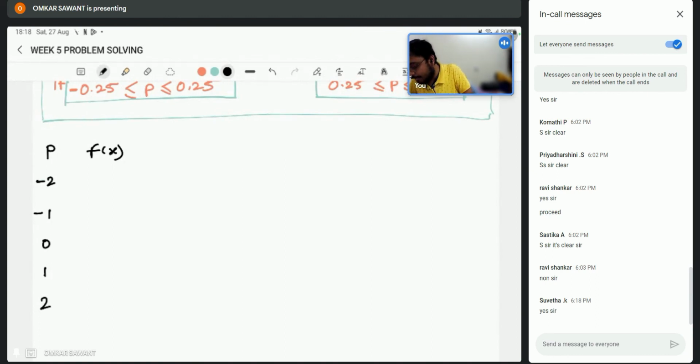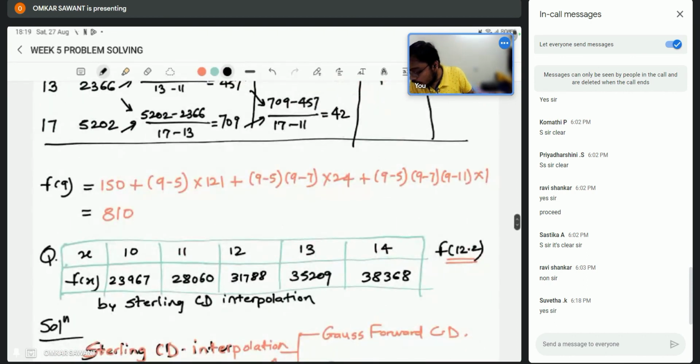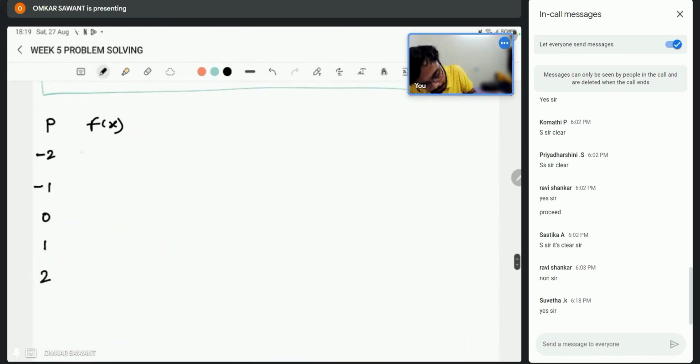There is a slight mistake. The values of f of x are correct, only these are not complete values. I just correct these values, 0.23. These are just the functional values which are given.